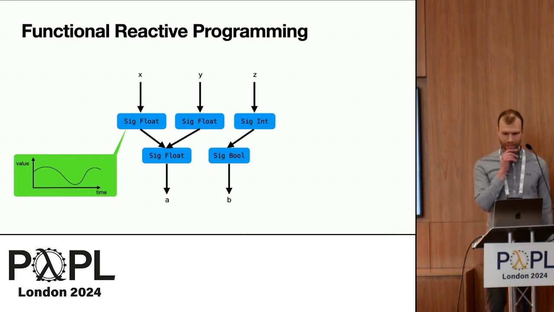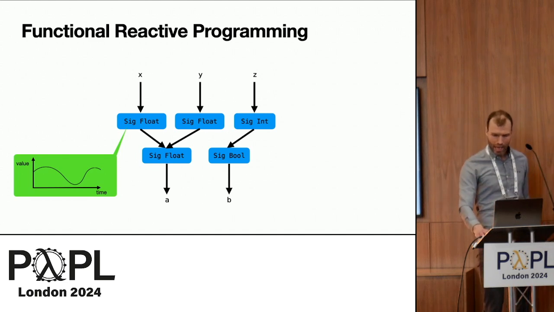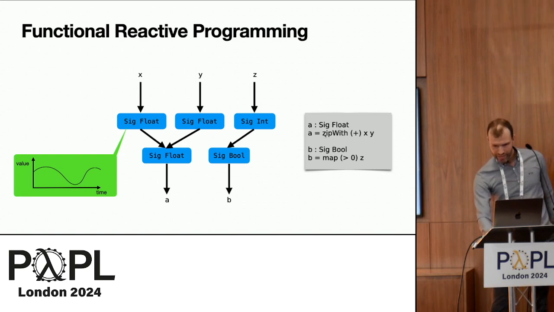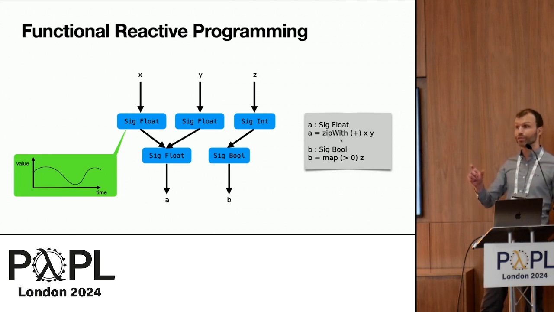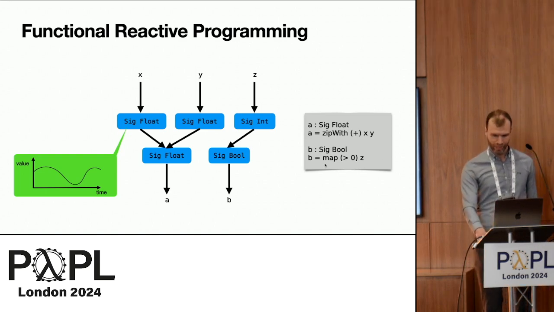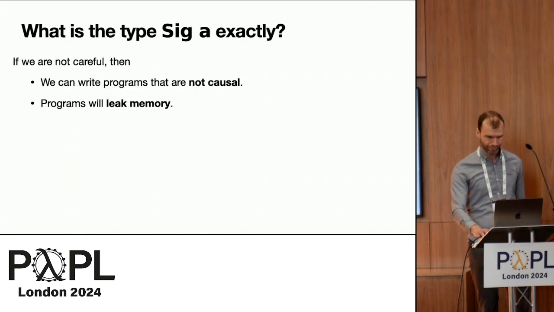Let's give an example of this. I just give names for all of the inputs, x, y, and z, and all the outputs, and this is how a functional reactive program might look. We combine the signals x and y using the zipWith higher-order function, where we give a function as an argument, the plus, that combines the two signals. And B here is defined using the higher-order map function. So this is the programming model that we're considering.